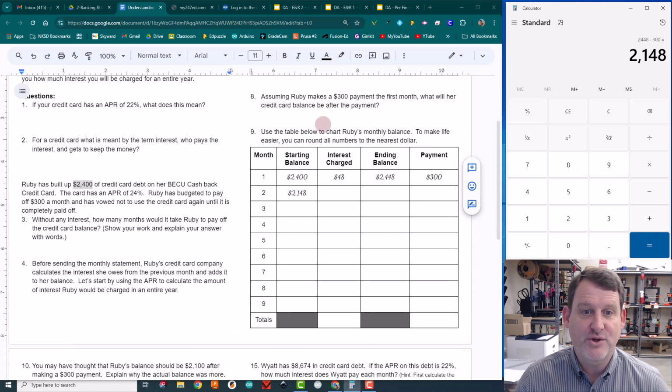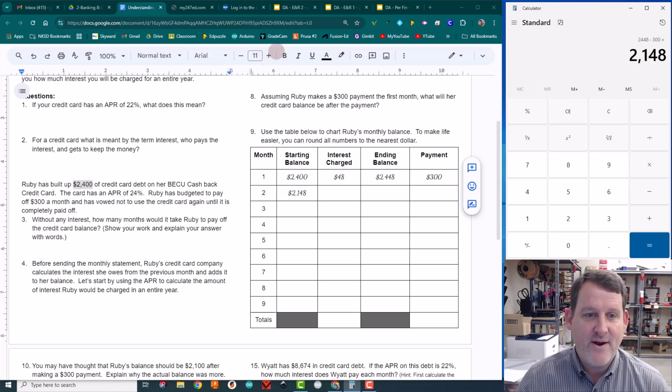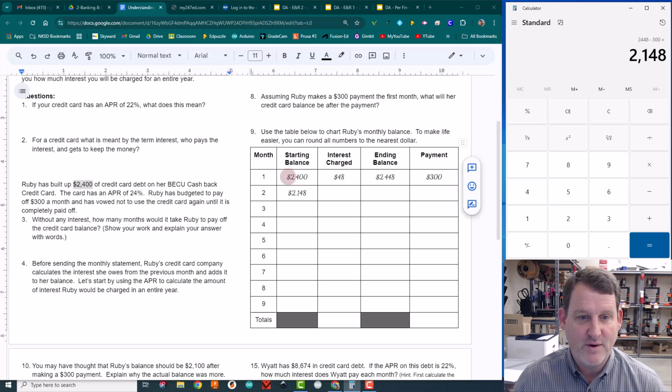And then make sure you're showing your work on this one and putting some words on that number saying that next month she'll owe $2,148. And here are all the numbers that we just calculated in the table for month 1 already. She starts with a $2,400 balance. She gets charged $48 of interest. We added that $48 to her previous balance to get the $2,448 she owes. Then we wrote down that she's going to make a $300 payment. Then to find the starting balance on month 2, we simply subtract her payment from what she owed at the end of the month. And now we know how much she's going to owe next month.